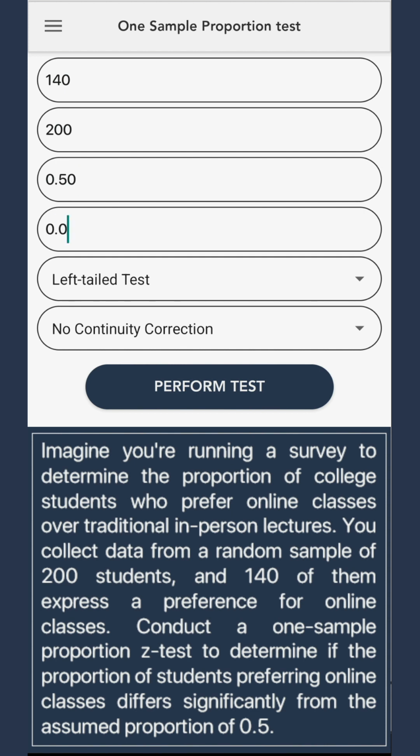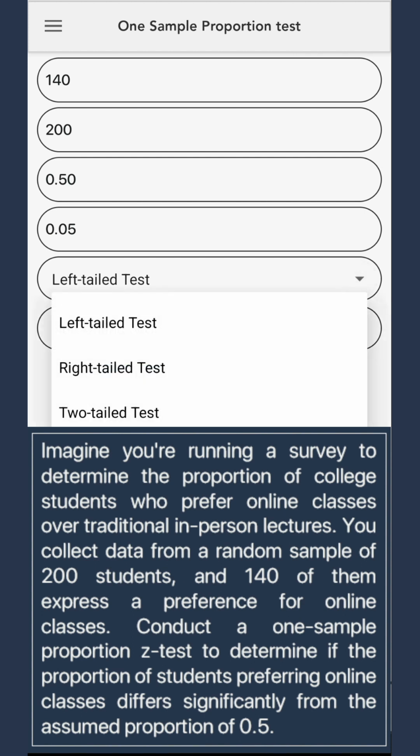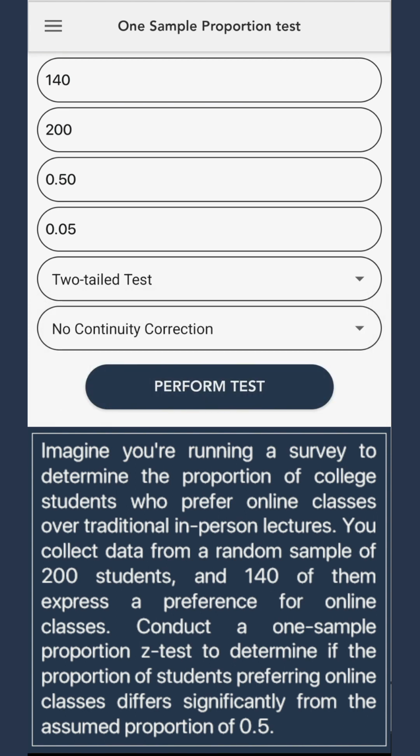Don't forget to set our significance level alpha to 0.05. It's crucial for our analysis. Since there is no clear expectation whether the proportion of students preferring online classes is less than or greater than the hypothesized proportion of 0.50, it follows that we are to conduct a two-tailed test. Lastly, since there is no instruction associated with continuity correction, we leave this selection as is.